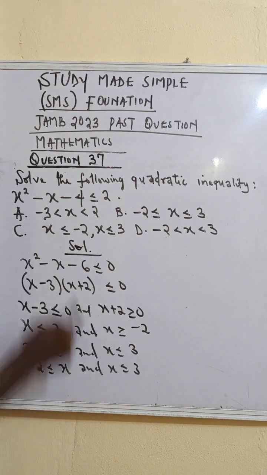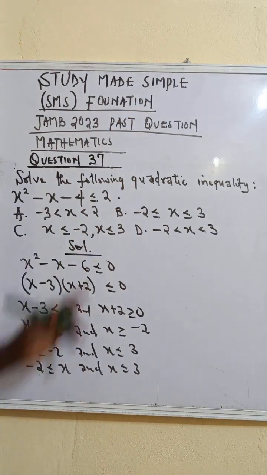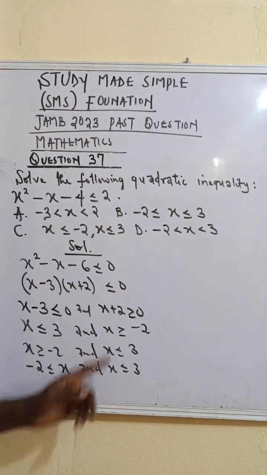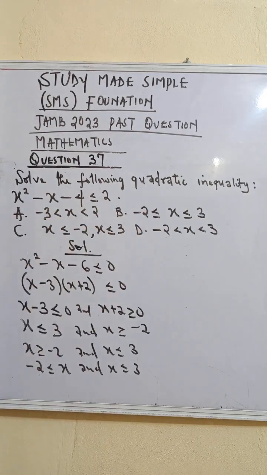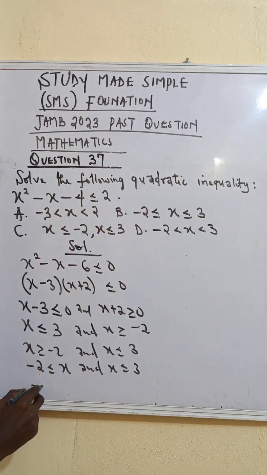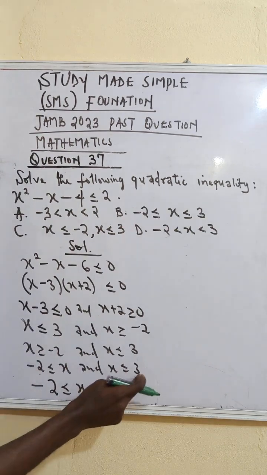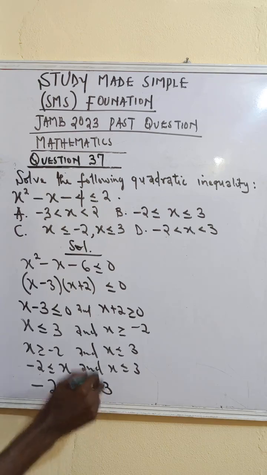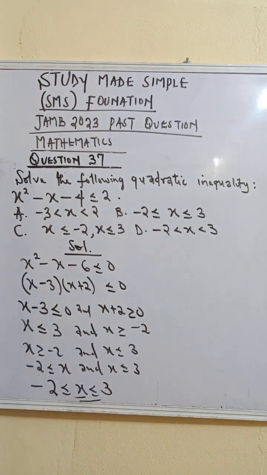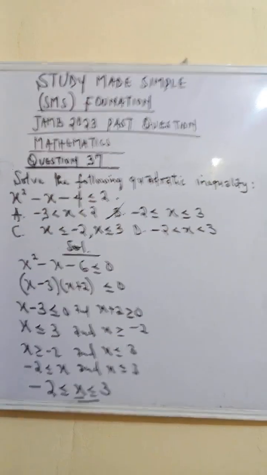The essence of doing all this is to combine so that we can have our answer, because the answer is not written separately; they wrote it together. So combining this, I will have minus 2 less than or equal to x, and the same x is less than or equal to 3. So this will be my final answer. Check the options. We can see that option B is the answer. Thank you.